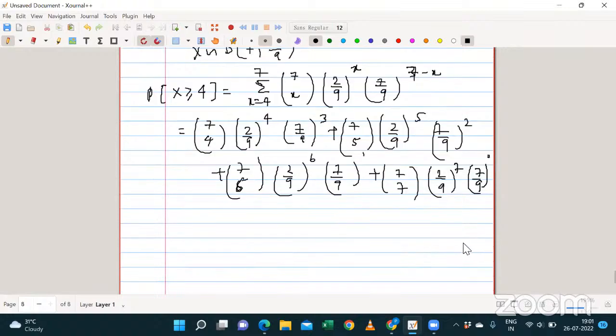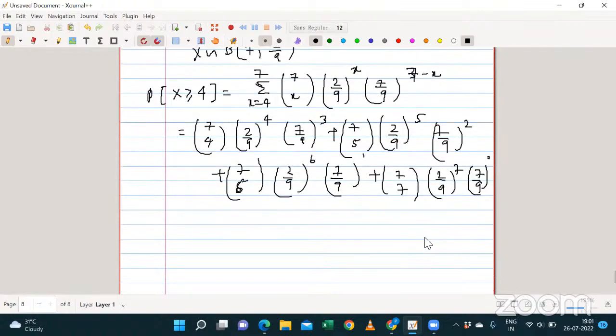Here, can we take 1 minus the probability of X less than 4? Yes, you can take it. Then you have to do 0 plus 1 plus 2 plus 3. The numbers and exponents will be small, but again you have to calculate 4 terms.